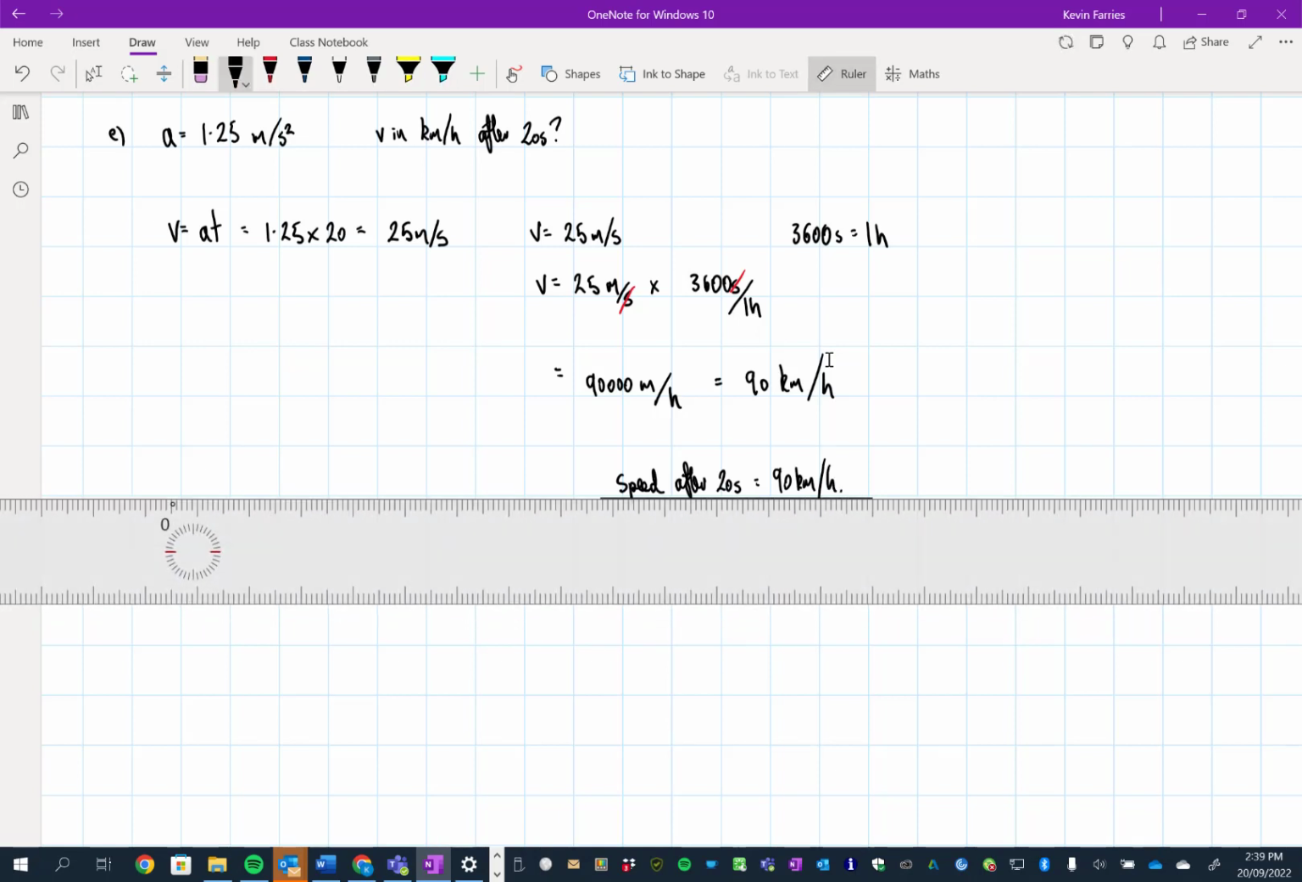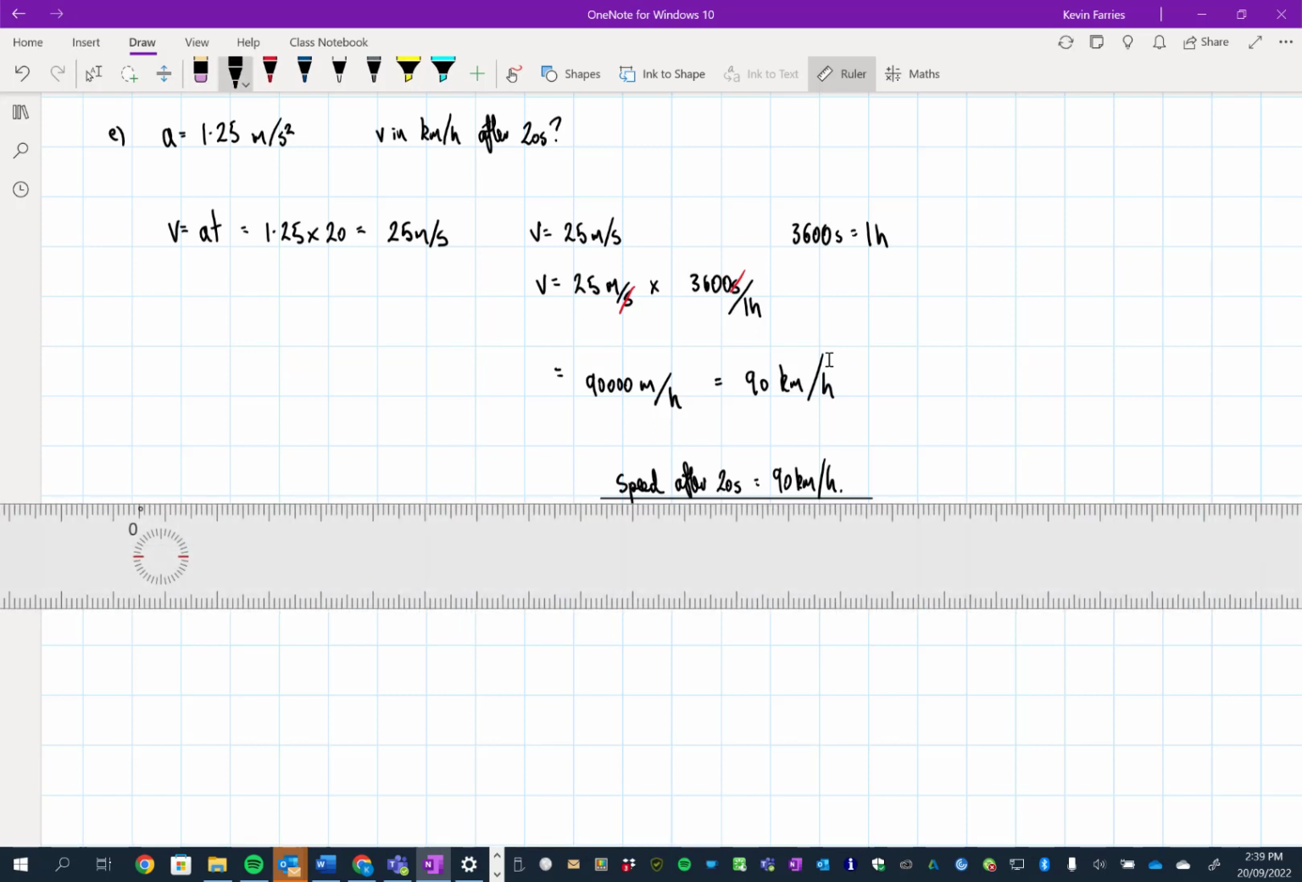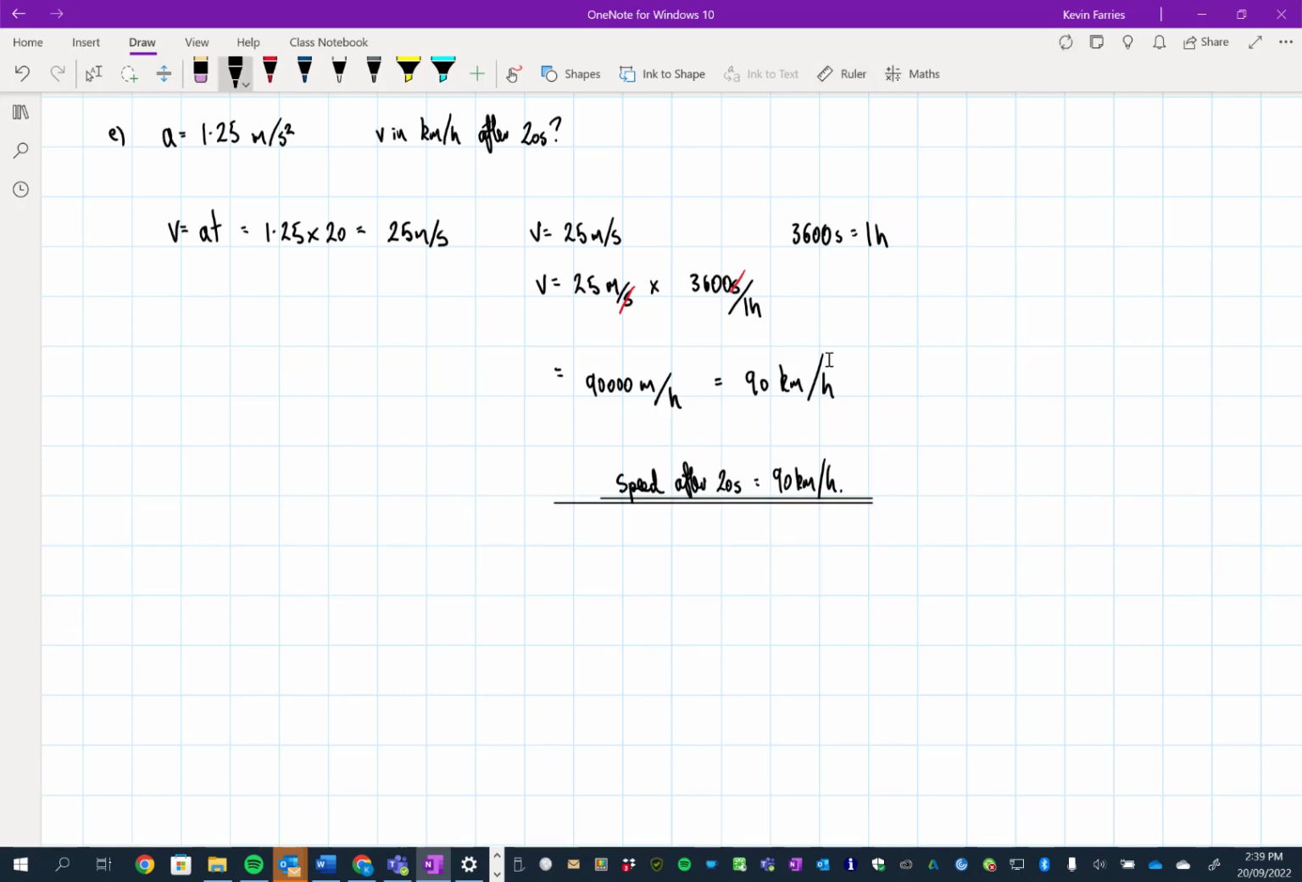Okay, so I think next we're going to have a quick look at solving quadratic equations, because we're going to need that as well, and then we'll get on with some proper dynamics.